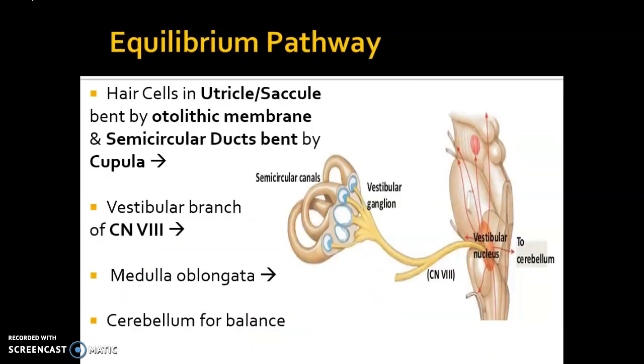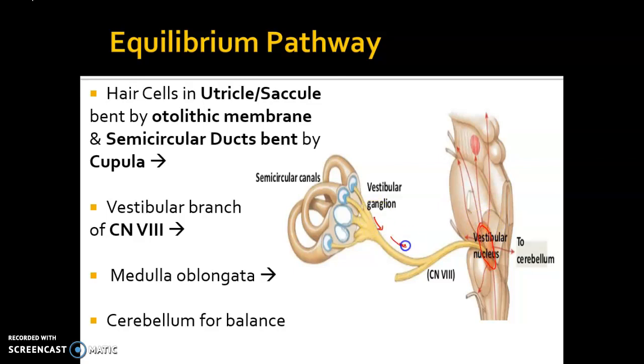All right, looking at the equilibrium pathway. So the hair cells in the utricle and saccule are bent by the otolithic membrane, right? And the hair cells of the semicircular ducts on cristae ampullaris, they are bent by the cupula. This information is carried by the vestibular branch of cranial nerve 8, and this information then goes to the medulla oblongata right here. Do you see the orange nucleus? That's called the vestibular nucleus.